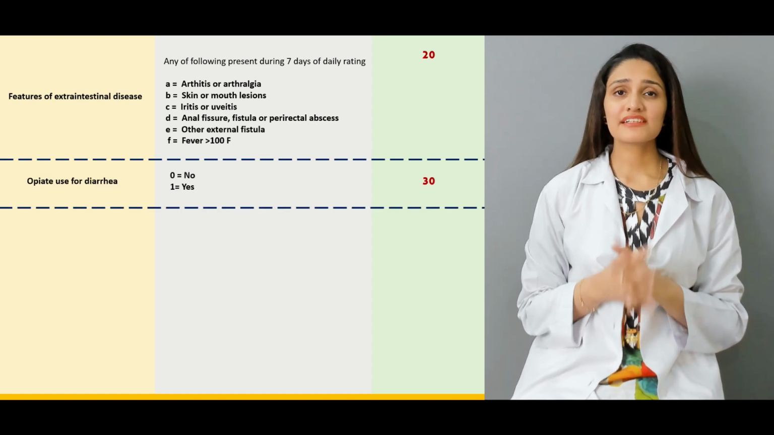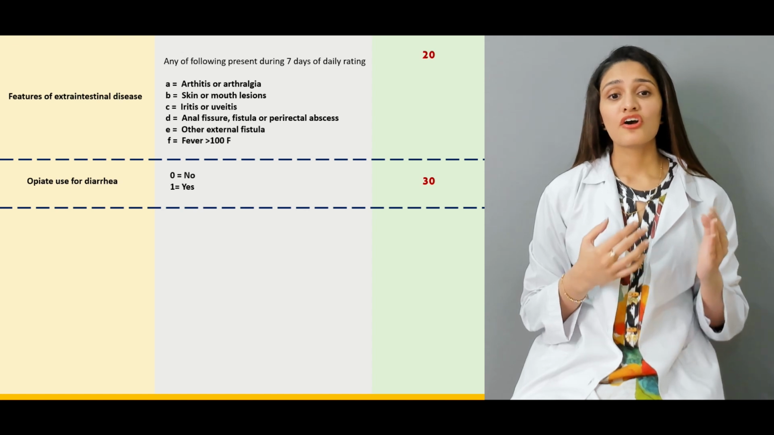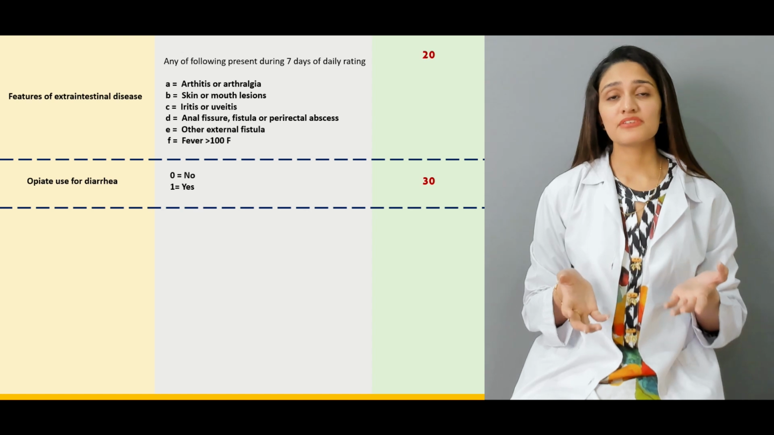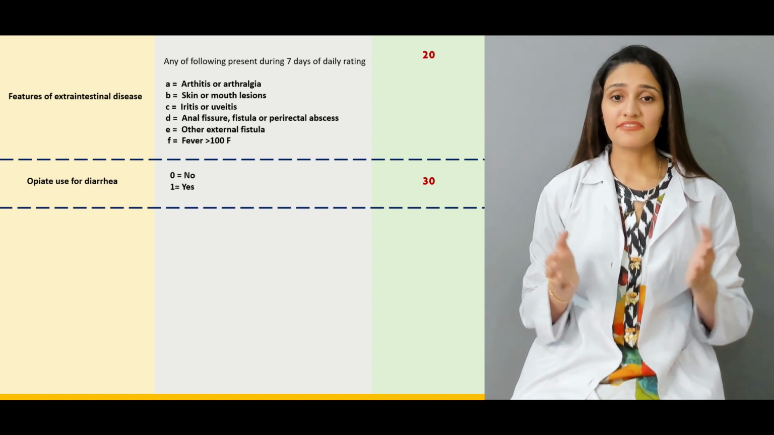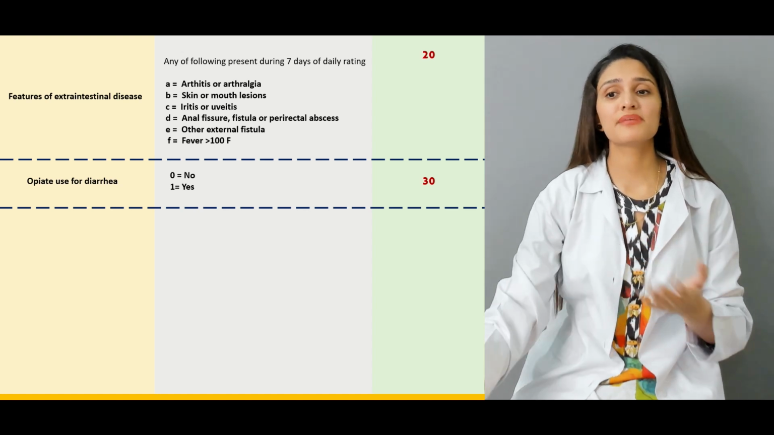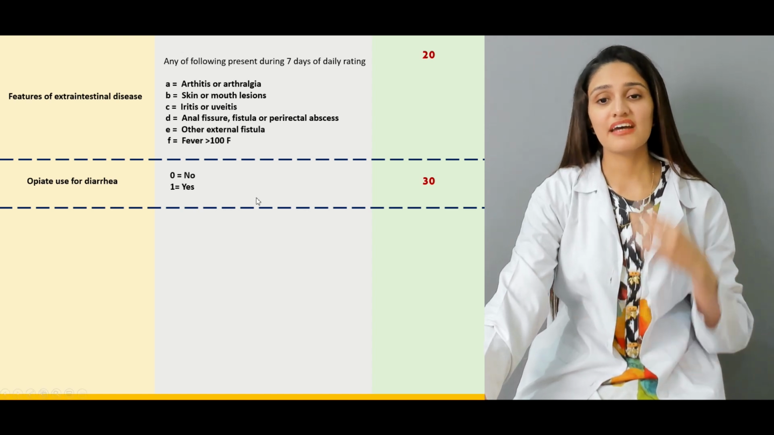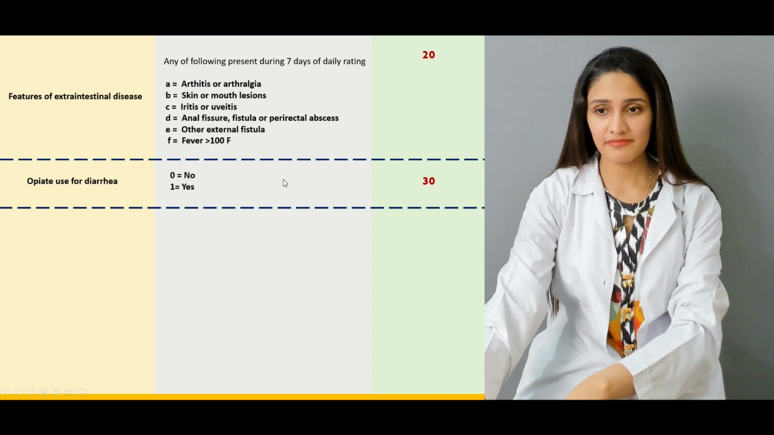So we're going to be asking him if he's taking any medication for his diarrhea, if he's taking opiates for his diarrhea, which is one of the main clinical features of Crohn's disease. If he isn't taking any medicine, we'll be multiplying 0 by 30. And if he is taking any medicine, then we'll be multiplying it by 30.